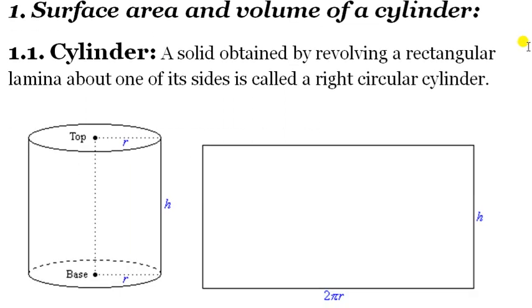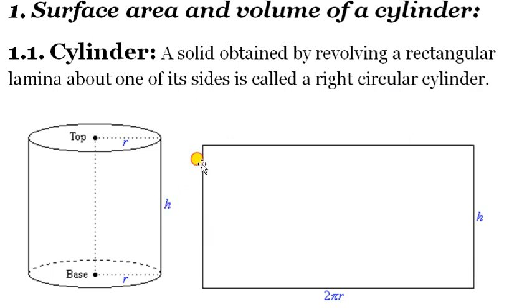You know that a cylinder is a solid with a three-dimensional shape, and a solid obtained by revolving a rectangular lamina about one of its sides is called a right circular cylinder. The meaning of this definition is, if we revolve or fold any rectangular sheet continuously, then only we can obtain a cylindrical shape. And remember that you have to revolve that rectangular lamina with respect to one side.